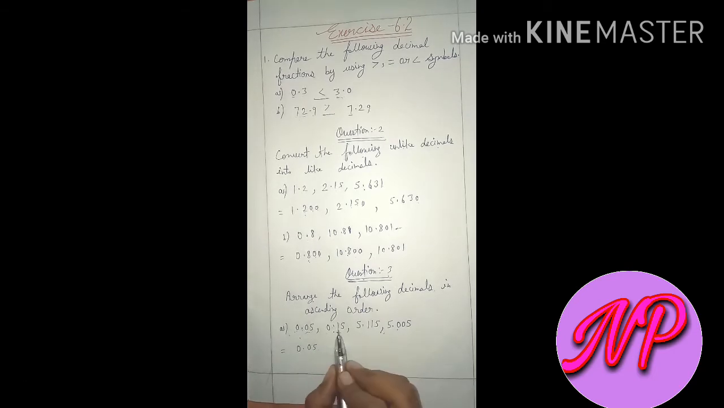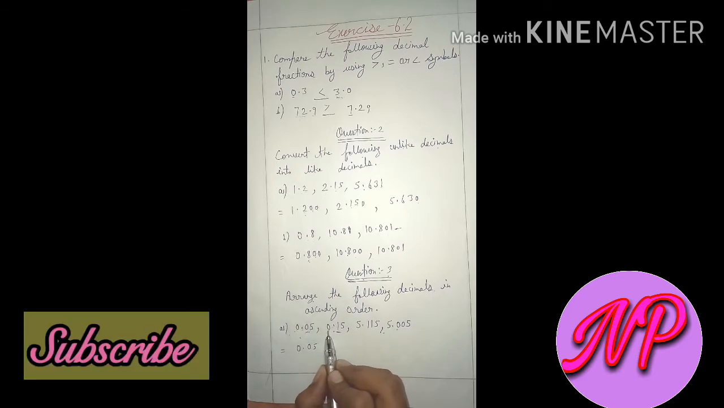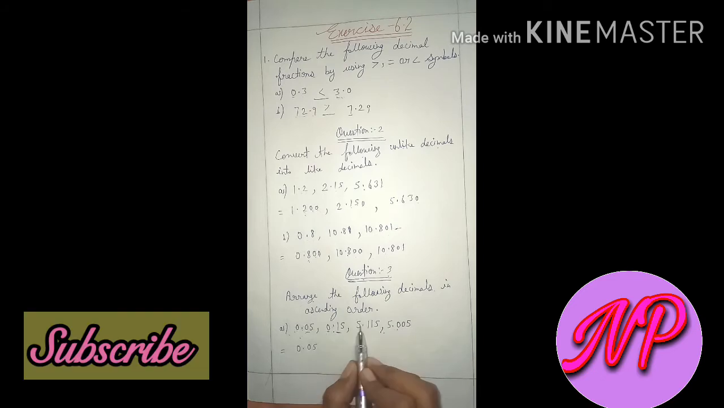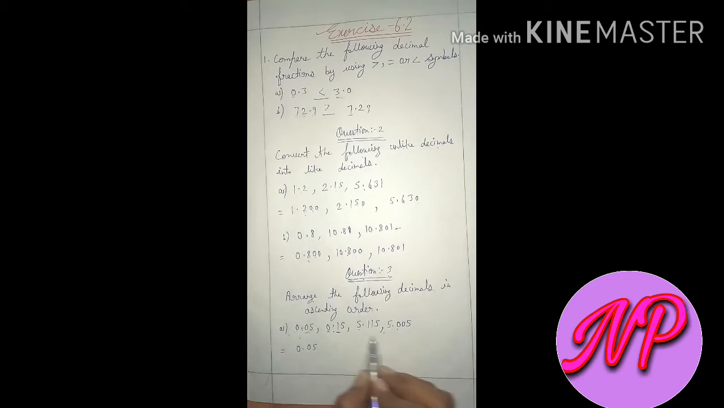After that, here 0.15. And here on the ones place before the decimal, 0 is given, and here before the decimal on the ones place 5 is given, and here on the decimal place 5 is given.